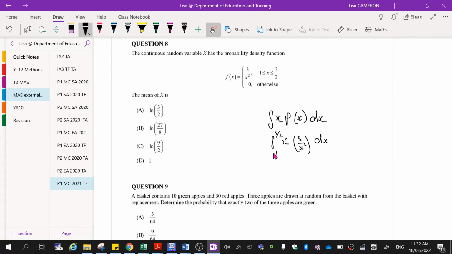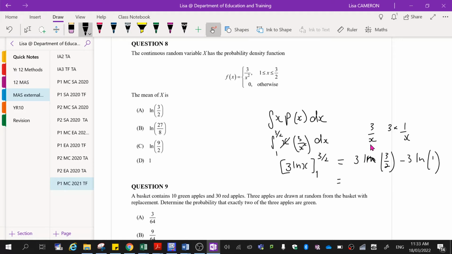Now, the next thing that we want to do is simplify our function before we integrate. So I'm integrating now 3 over x. And when you integrate 3 over x, think about it as 3 times 1 over x. Okay, that'll stop you from making mistakes. So when I integrate this, I'm going to end up with 3 ln x between our boundaries of 3 over 2 and 1. Now I'm ready to substitute my values in. So 3 ln 3 over 2 minus 3 ln 1.